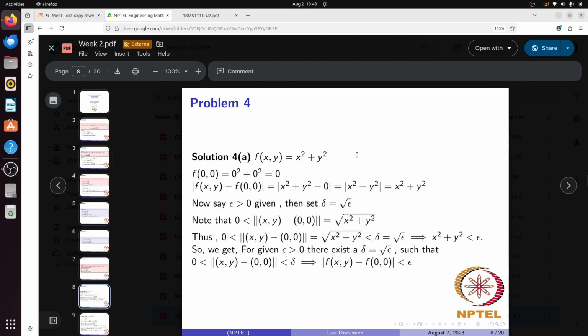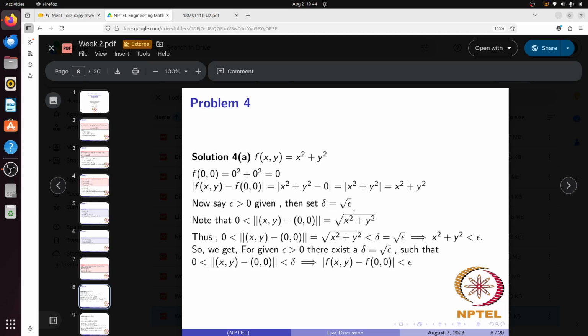f(x,y) equal to x squared plus y squared and f(0,0) becomes 0 squared plus 0 squared equal to 0. f(x,y) minus f(0,0) becomes x squared plus y squared minus 0, which is the modulus of x squared plus y squared, equal to x squared plus y squared. Now say epsilon greater than 0 is given, then set delta equal to the square root of epsilon. Note that 0 less than the norm of (x,y) minus (0,0), which means the Euclidean norm, the square root of (x minus 0) whole squared plus (y minus 0) whole squared, equal to the square root of x squared plus y squared.